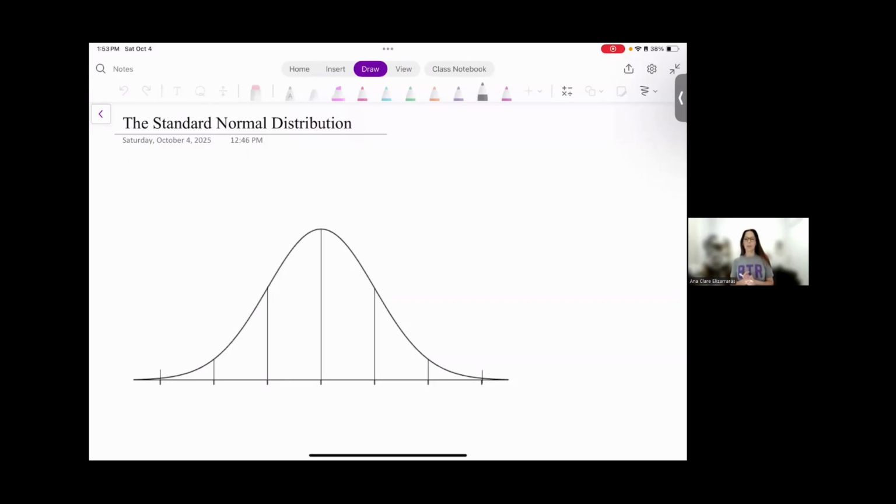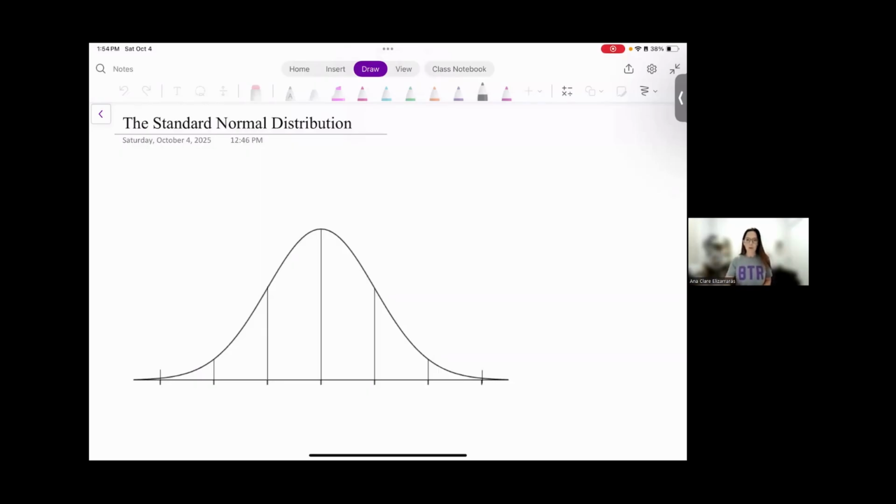We are going to be breaking down the empirical rule on the standard normal distribution, which is also called the 68, 95, 99.7 rule. You can call it both. It's whatever you want to call it. Just be familiar with both in case whoever you're working for, your teacher, calls it one of the two.